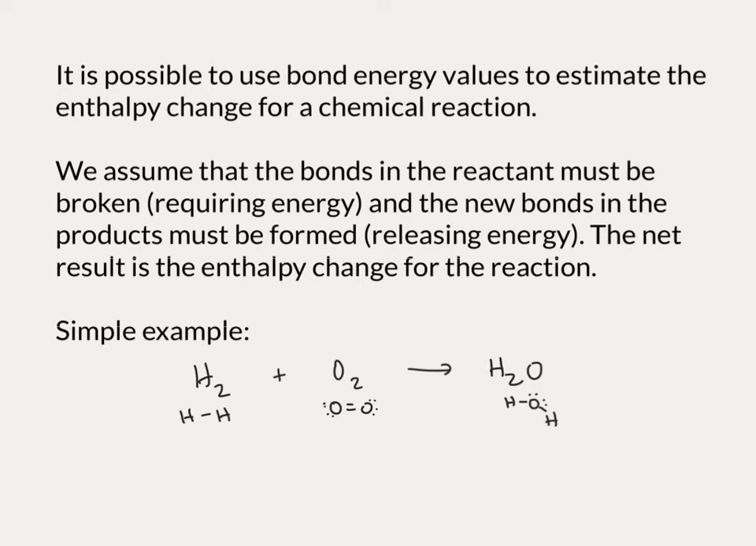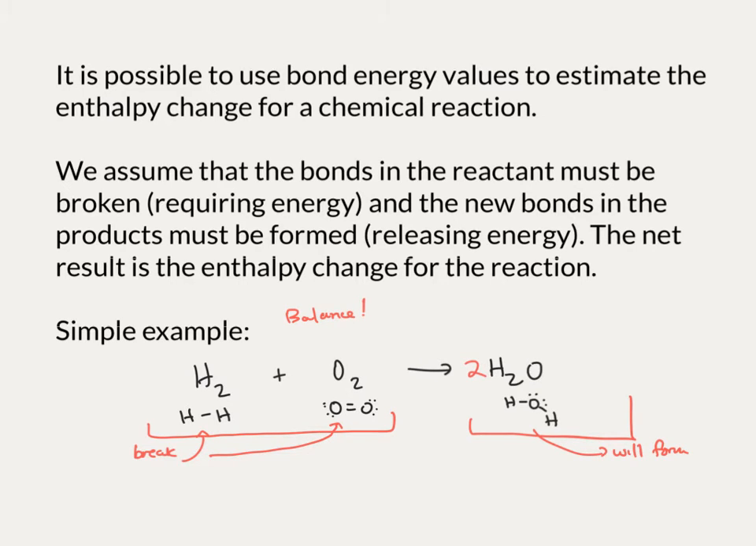So for the reaction down here on the bottom of the page, we would need to break the H-H bond and the O-O bond. And then these bonds will form between the H and the O. So let's take a look at this and see if we can use the bond energy table to calculate the delta H of this reaction. First thing we have to do is balance the equation. Make sure that we have an equal number of atoms on the left and the right. If we don't balance, none of this is going to work out correctly.